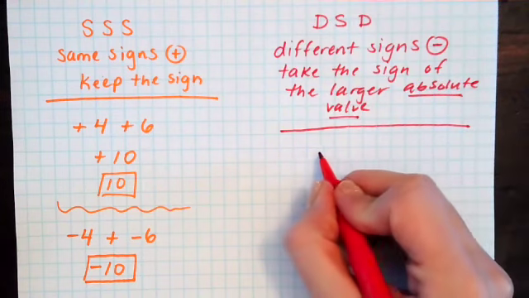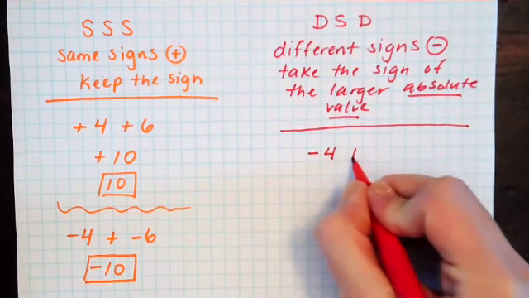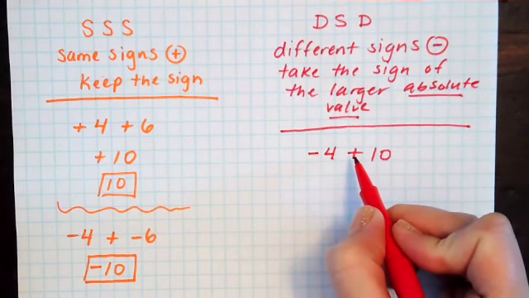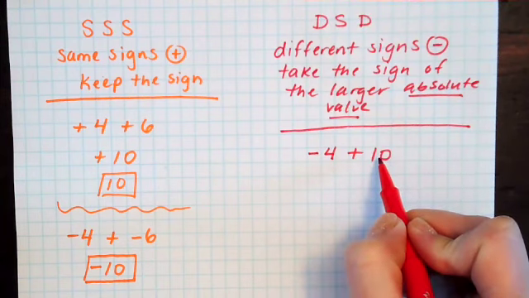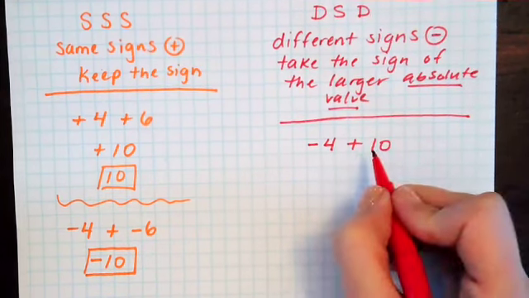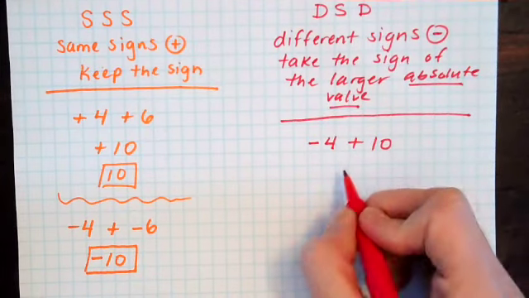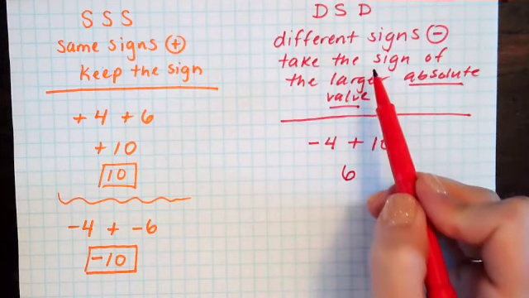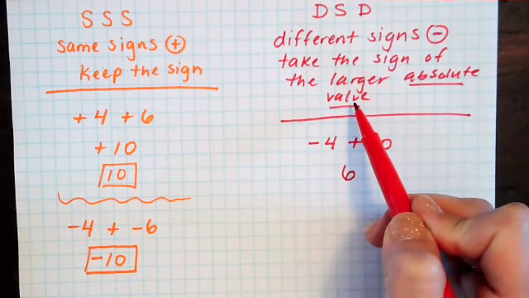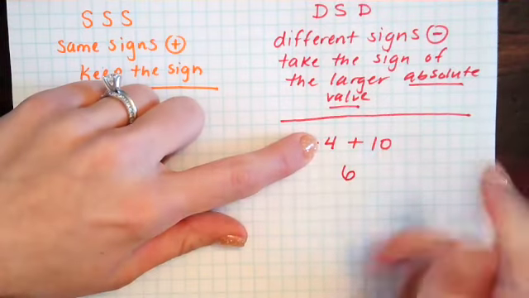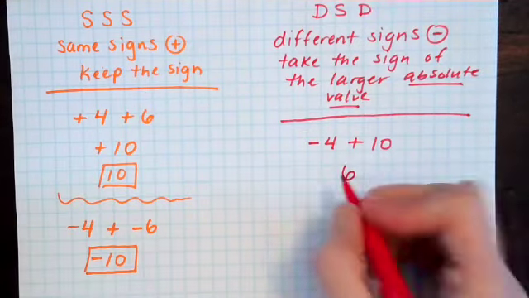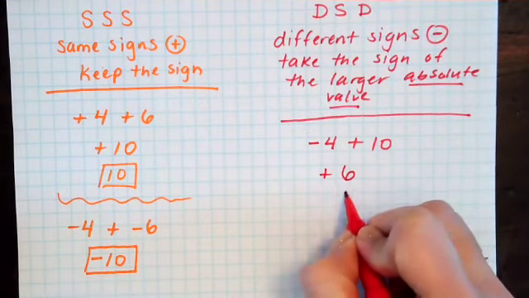All right. So let's say we have negative 4 plus 10. Well, the 4 is negative, and remember, the 10 is positive. This is its sign. So I have different signs. I'm going to subtract the numbers. Well, 10 minus 4 is 6. All right, I have to think, is it going to be positive or negative? Take the sign of the larger absolute value. Well, if I ignore the signs, I have 4 and 10, and I know 10 is bigger than 4, so I'm going to keep the sign. My answer is 6.